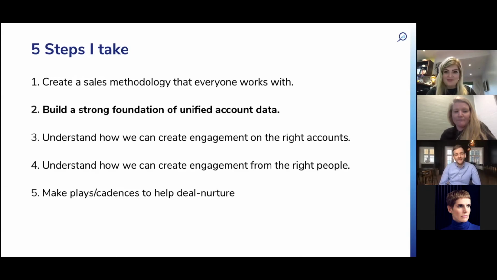And then when we get to that, we start making cadences. They're called sequences within HubSpot, and they basically help with deal nurturing. So this is basically your sales team doing inbound in a way. They understand what kind of content will resonate and create value for the companies that we talk to.